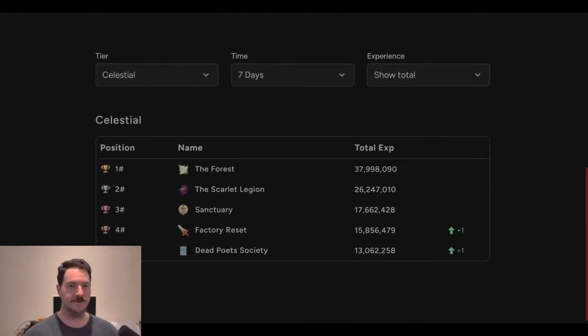All right. So as you can see here, we are currently looking at the total experience earned in the last 7 days. This is the Celestial tier. This is the first through fifth position of the SGL.